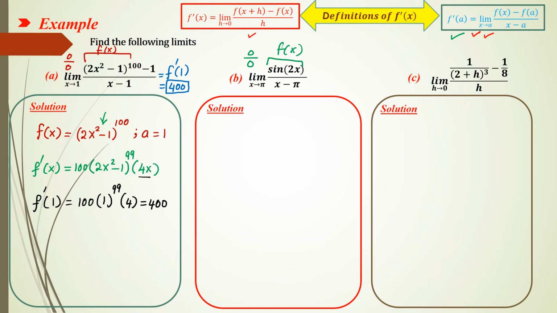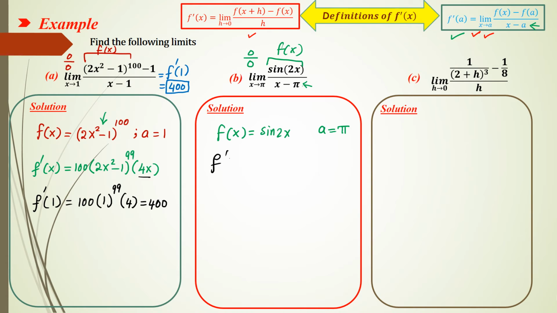And it's obvious that a equals pi because we have x minus pi, and in the definition we have x minus a. So a equals pi. What about the function? The function is sine 2x. Now you have to find the first derivative of this function, then you have to plug in pi to get the value of the limit.